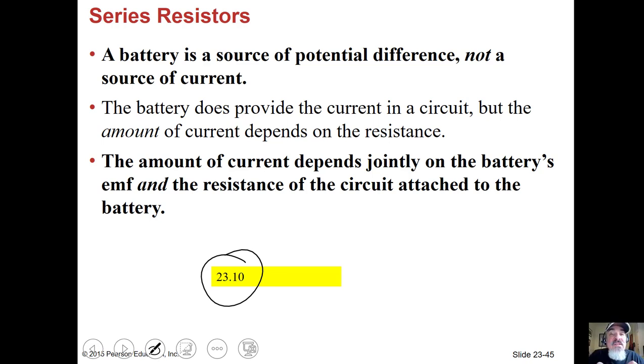So a battery is a source of potential difference, not a source of current. The current depends on the different elements we're hooked up to. So if you have a 12-volt battery, we don't know how much current it's going to provide. It depends on the circuit that it's connected to. Okay, so it doesn't have a set amount of current. It's not a set current amount. It's a set voltage, and then the current is determined by what it's hooked up to. Okay, good.